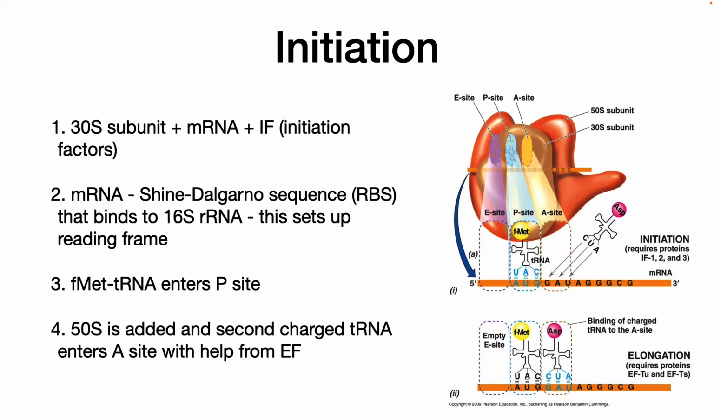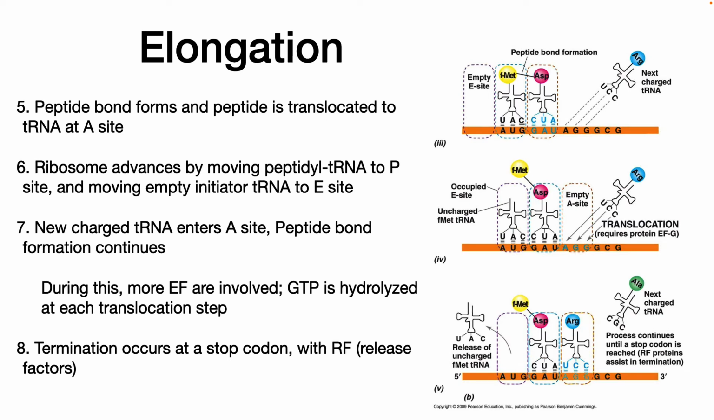Next, the 50S subunit adds, and a second tRNA enters the A site with the help of elongation factor. We now move on to elongation. A peptide bond forms between the fMet tRNA and the next tRNA, asparagine here. The ribosome advances by moving the peptidyl tRNA to the P site, and the empty initiator tRNA goes to the E site and then falls away.